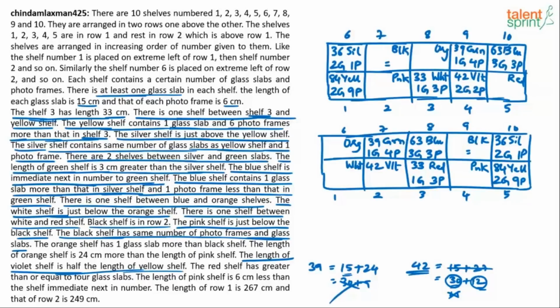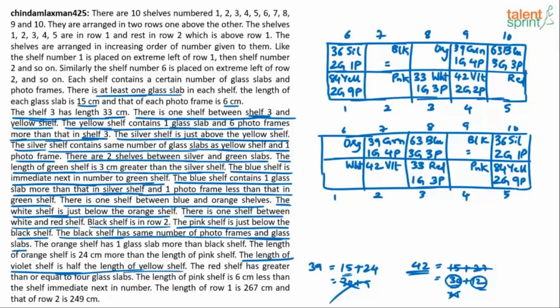Yeah. Next, the red shelf has greater than or equal to 4 glass slabs. Okay, red has, this also is not useful immediately. Red has greater than or equal to 4 glass slabs, it says. We'll come to that later. The length of pink is 6 less than the shelf immediate next in number.